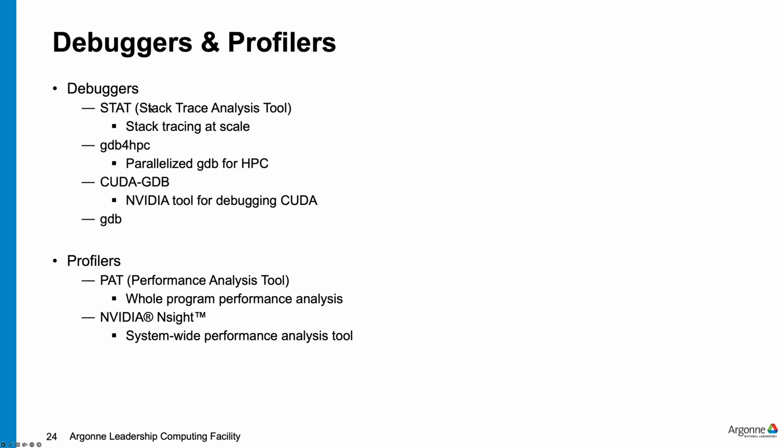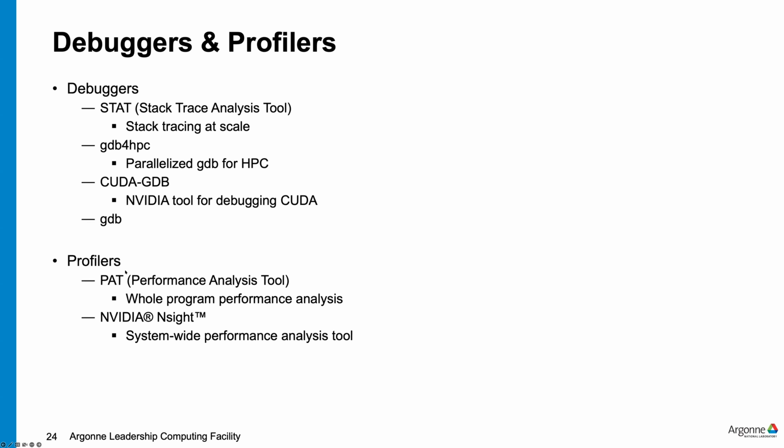Finally, we do have the debuggers available. So GDB4HPC is a variation on GDB that does parallel stepping of your job. This is good if you need to debug something when running with multiple ranks. Currently, STAT has some issues, so I don't recommend trying that. And then if you want to debug something on the GPU, you can use CUDA-GDB.